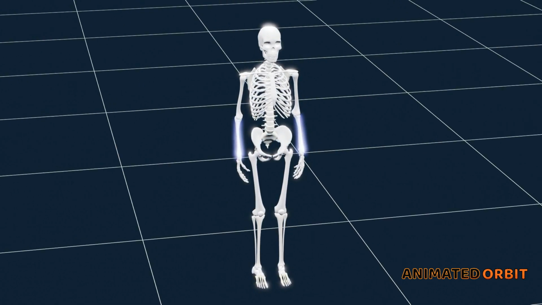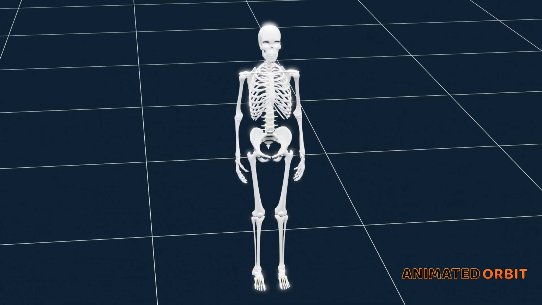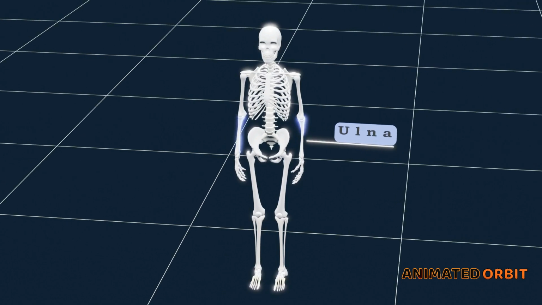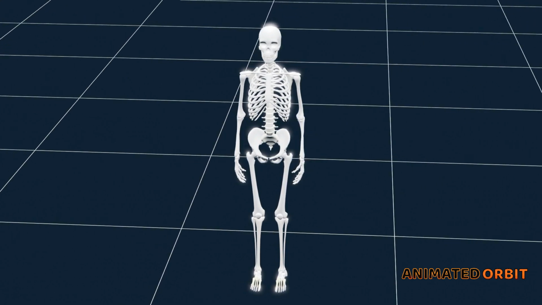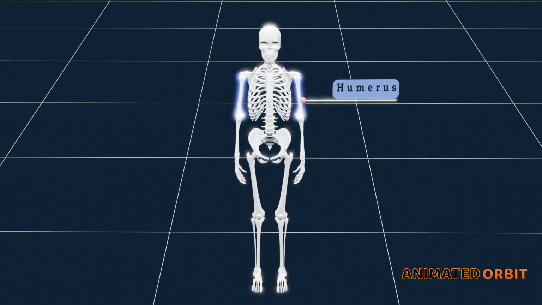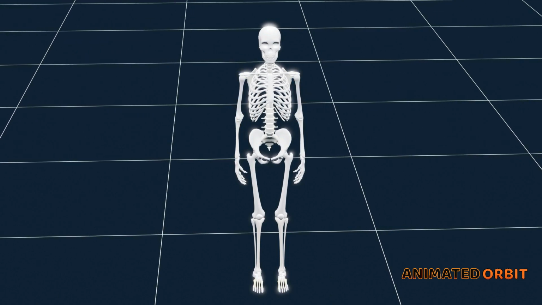The ulna is one of the 2 long bones in the forearm located on the side opposite the thumb, extending from the elbow to the wrist. The humerus is the long bone in the upper arm, extending from the shoulder to the elbow.